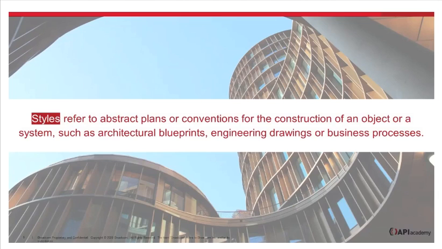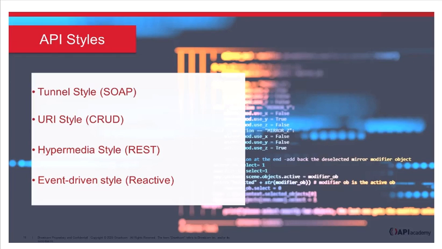Styles, on the other hand, are rather abstract plans such as architectural blueprints, engineering drawings, or business processes. Similar to architecture, when designing buildings, various architectural styles exist for APIs too. Using a predefined solution structure helps you speed up the process of designing your API solution. In this training module, you will learn about the following API styles: tunnel style, URI style, hypermedia style, and event-driven style.